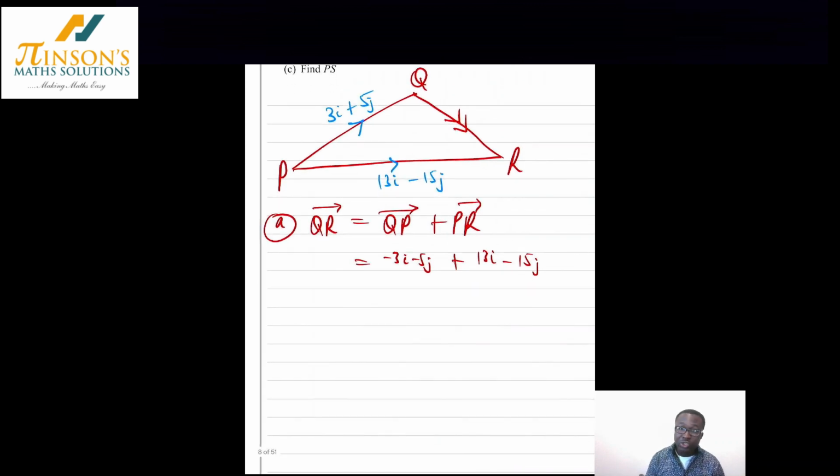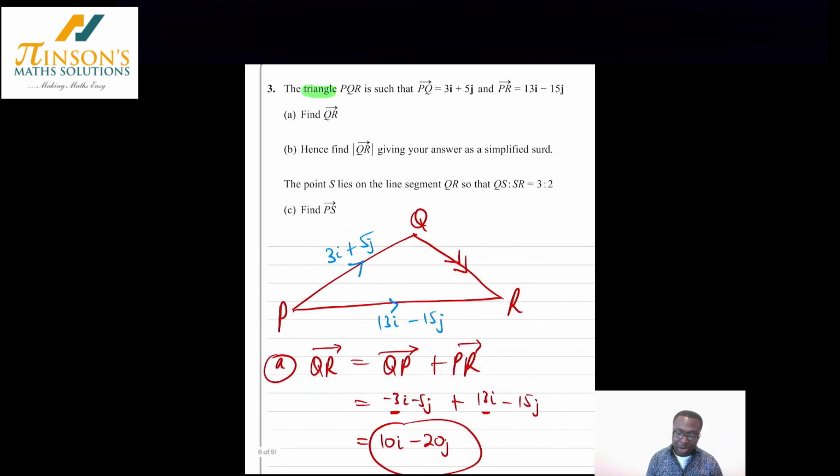So now we are solving it. We're just looking at the i's, collecting the like terms. Minus 3i plus 13i is 10i. Minus 5j minus 15j is minus 20j. And that becomes our answer for vector QR.